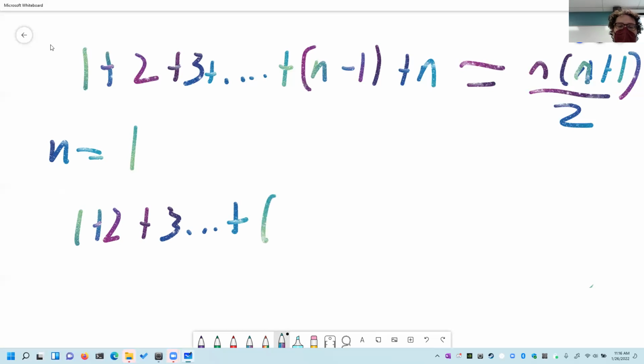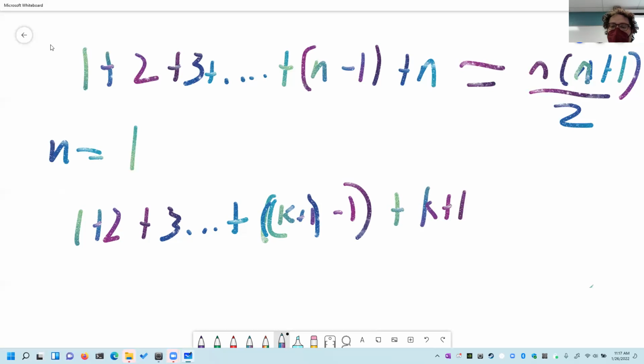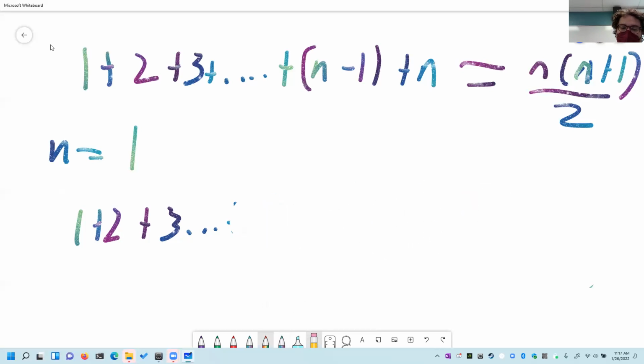Plus k plus 1 minus 1, which of course just becomes k. So here I'm replacing the n's with k plus 1. Okay, got it? And plus k plus 1. So all I've done is replace all the n's with k plus 1, which if I rewrite it becomes much easier to read, k plus 1, right?